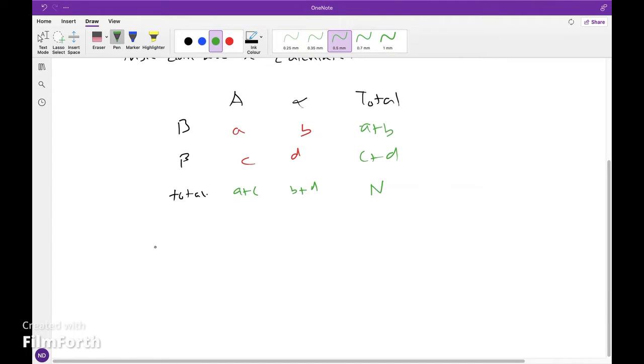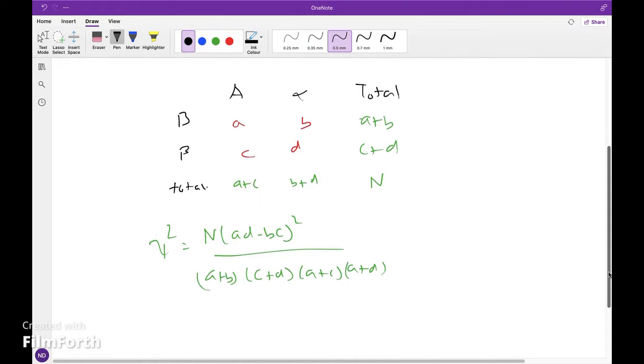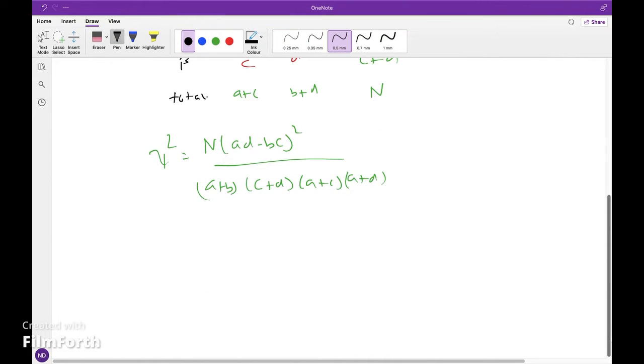So chi-square equals N into (AD minus BC) the whole squared, divided by (A plus B) into (C plus D) into (A plus C) into (B plus D). The test for specified population variance.